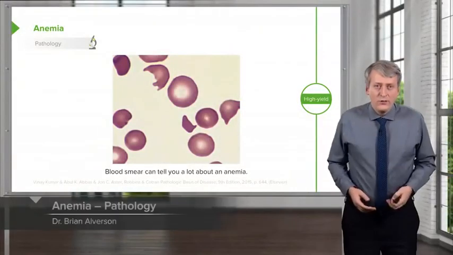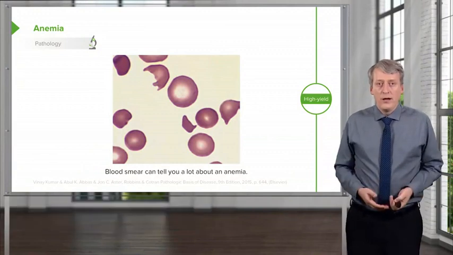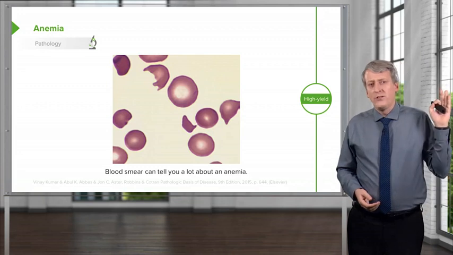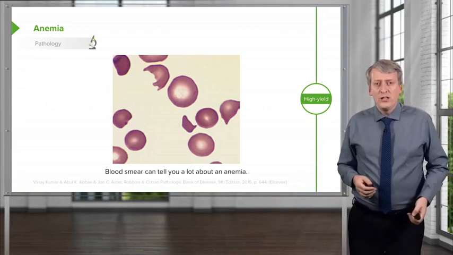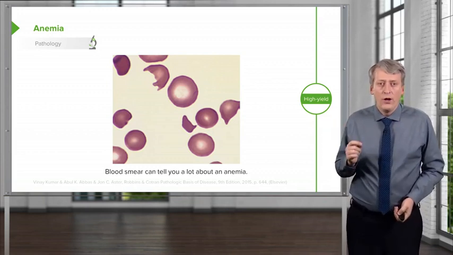Another valuable test that we do in patients with anemia is we can actually look at the blood under the microscope. And the blood under the microscope, it's hard to say whether the blood cells are small or big or have a normal distribution. That's what the machine is for. But the blood cells can give us clues as to what's going on.